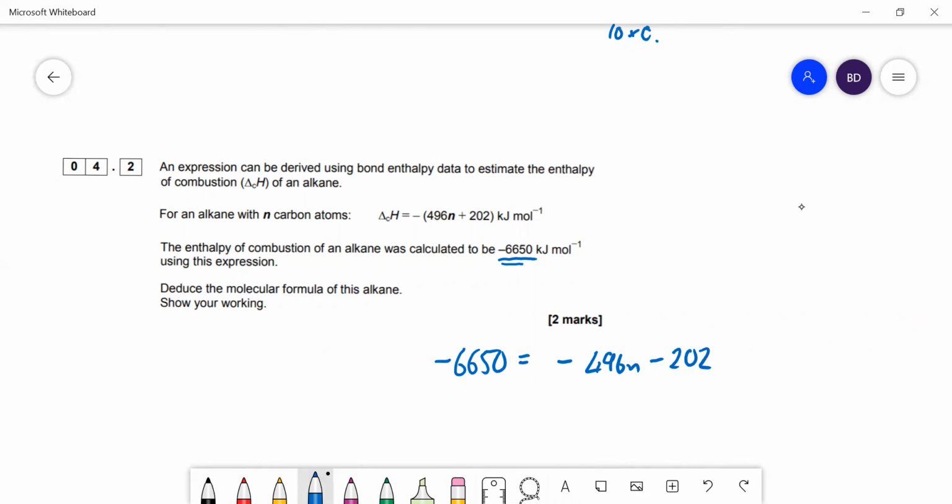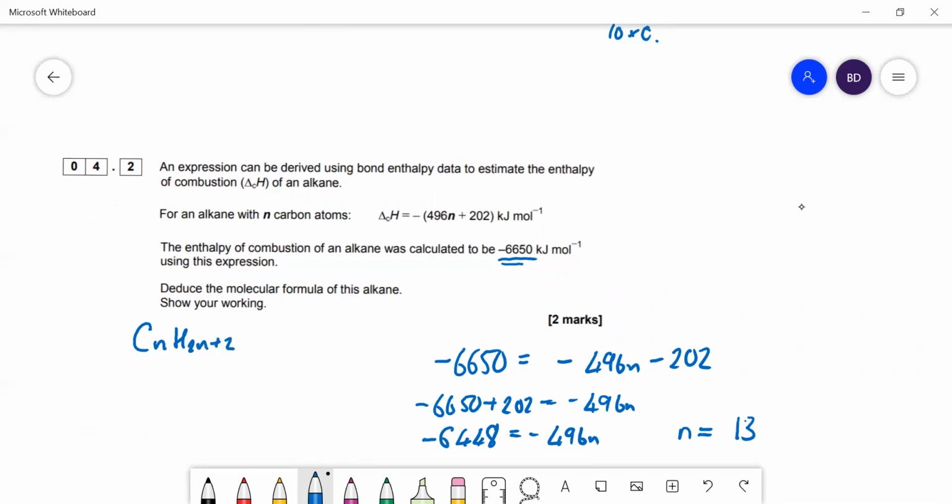Take the 202 to the other side, so we get minus 6650 plus 202 is equal to minus 496N. That's going to be minus 6448 is equal to minus 496N. Divide through by 496, we get N is equal to 13. So we've got 13 carbon atoms, and alkanes are always CnH2n+2, so that's C13H28.